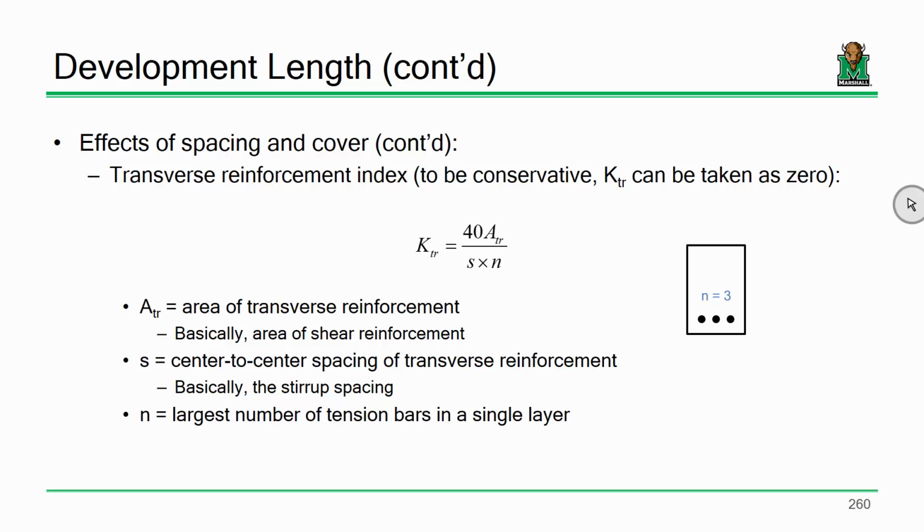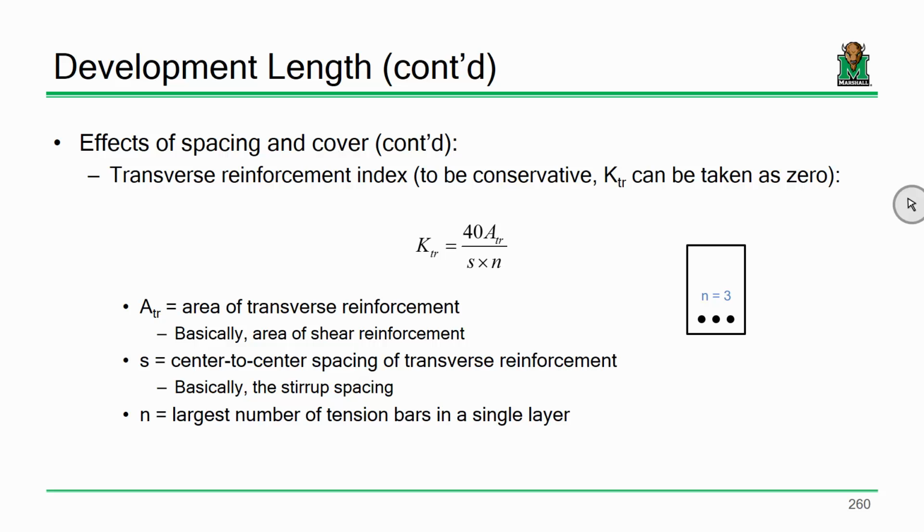So a transverse reinforcement index, you calculate that to be 40 times the area of transverse reinforcement, which is basically just the area of your shear stirrups. S, which is your center-to-center spacing of transverse reinforcement, which is basically just your stirrup spacing. And then N, which is the largest number of tensile bars in a given layer. So if I was looking at this, it would be N equals 3, because I've got 3 bars in a layer. Like if I had 3 and then 3 and then 3 and then 3, just N equals 3. Make sense?